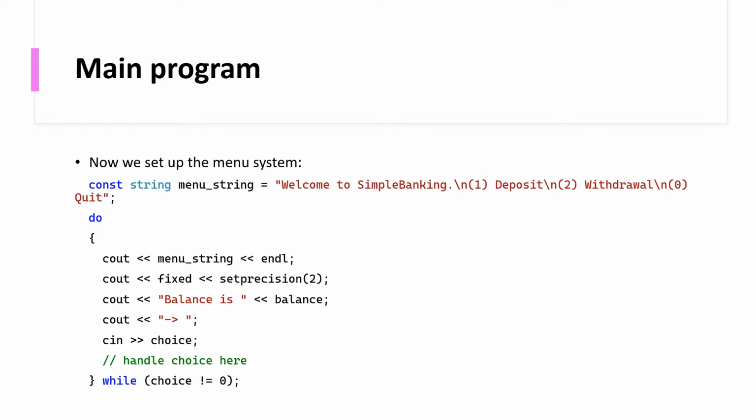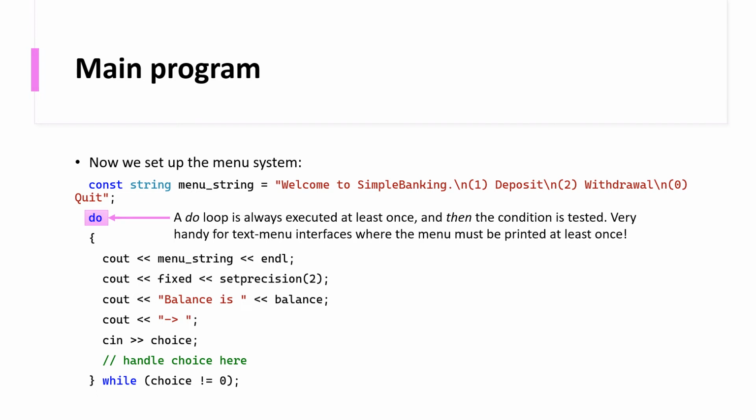Then we have something called a do loop. A do loop is always executed at least once. It's called a post-test loop because we run the loop once and then test the condition. This is very handy for text menu interfaces because the menu has to be printed at least once for the user to be able to tell what they want to do. Even if all they want to do is say, oops, I didn't mean to do this, and quit, they have to see the menu once to do that.